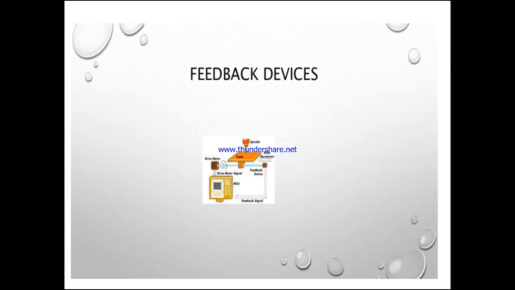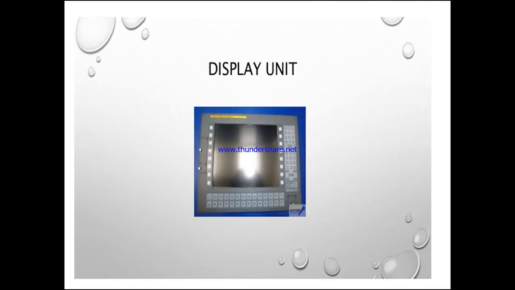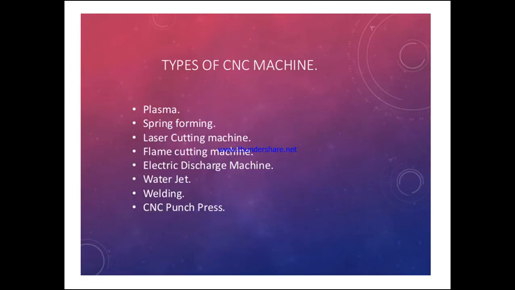The feedback unit: whatever feedback is given will be taken by the feedback unit, that is, the feedback devices. The display unit is the computer or display unit for the CNC machines. The types of CNC machines we have may be plasma CNC, spring forming, laser cutting machines, flame cutting machines, or electric discharge machining.